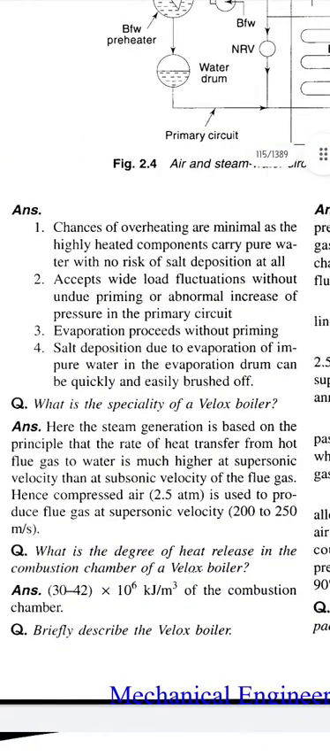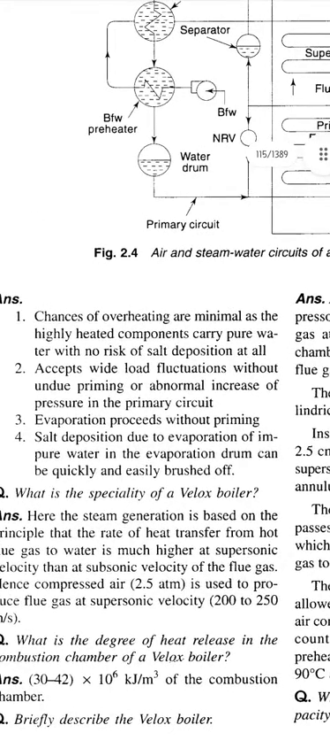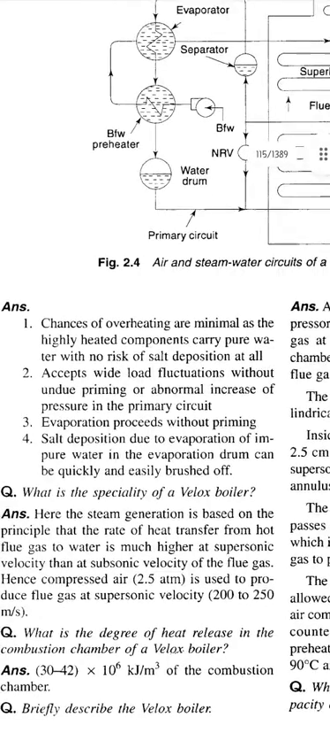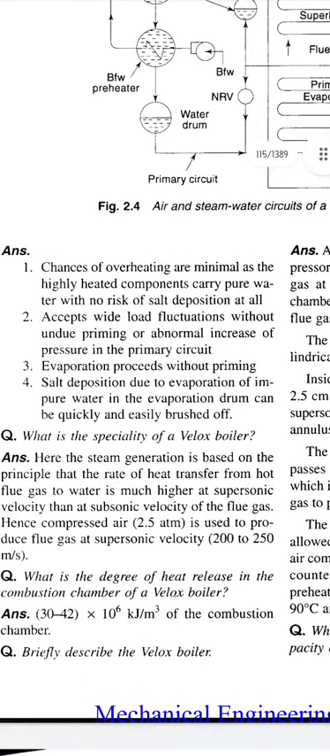Question: what are the advantages of Schmidt-Hartmann boilers? Answer: chances of overheating are minimal, as the highly heated components carry pure water with no risk of salt deposition at all. Accepts wide load fluctuations without undue priming or abnormal increase of pressure in the primary circuit. Evaporation proceeds without priming. Salt deposition due to evaporation of impure water in the evaporation drum can be quickly and easily brushed off.